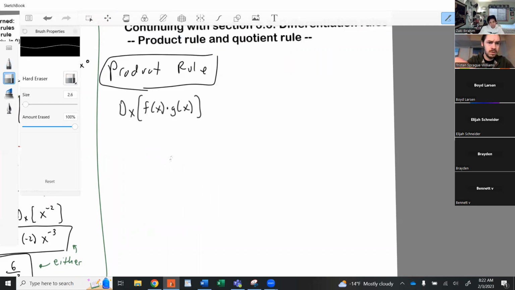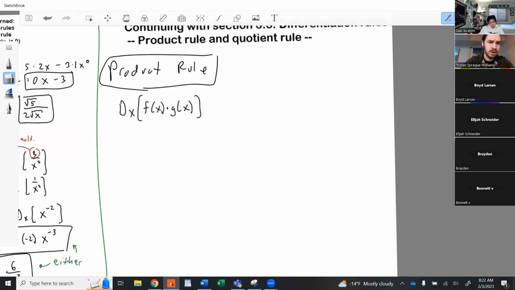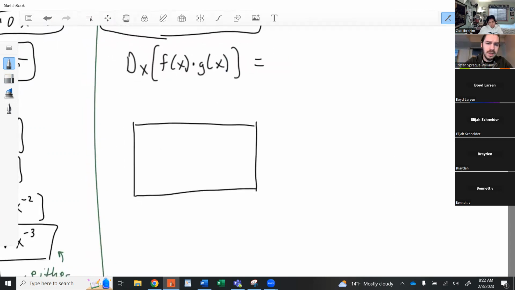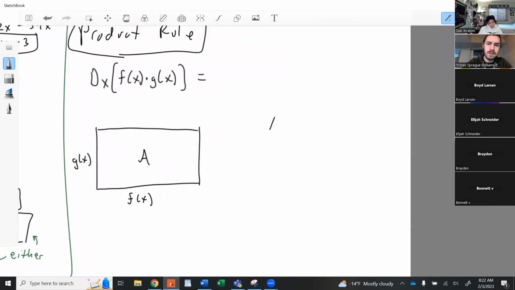In order to explore this and obtain a rule to put here, let's do this. Let's say you've got a rectangle, and the width of the rectangle is f of x, and the height of the rectangle is g of x. Then the area of the rectangle is f of x times g of x.